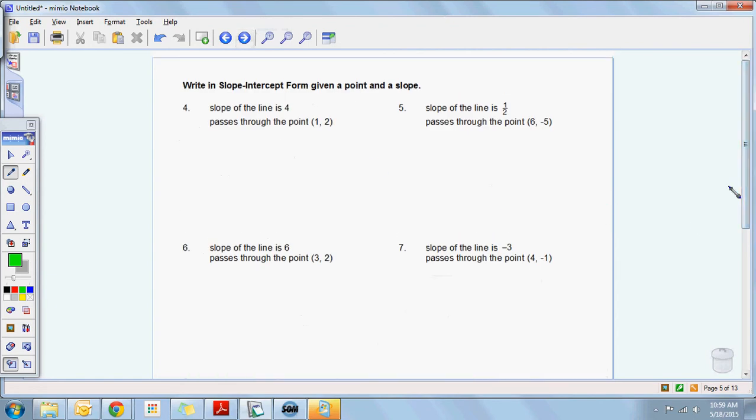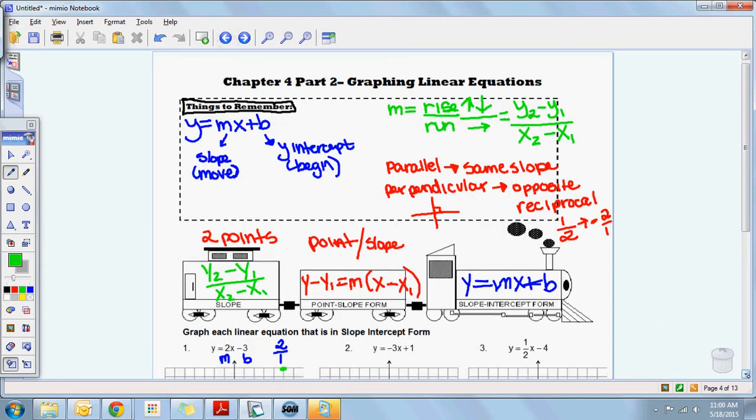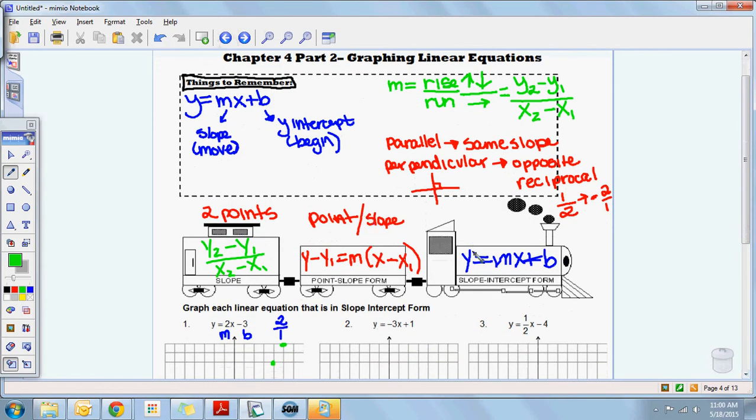I'm going to go to the next page here if you want to follow me. The next section of your Chapter 4 final exam is going to ask you to write these equations in slope-intercept form. So you want your final answer to look something like this: y equals mx plus b. Now all you're given in these examples is a slope and a point. If you're given a point and a slope, you can't immediately write it in slope-intercept form yet. You don't have enough information.